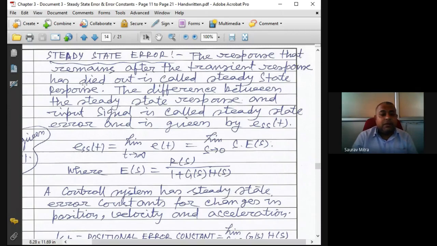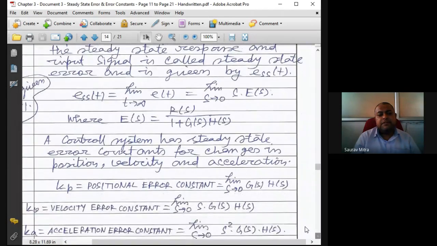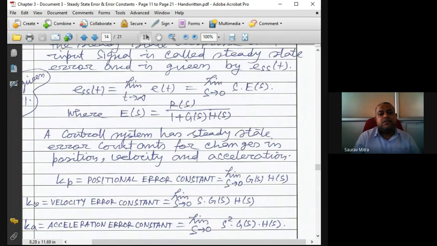At that time we are supposed to measure if there is any difference between the given input and the output. So if the input given is 1 and the output is 0.8, then the steady state error is 1 minus 0.8, that is 0.2 volt. That is what we are supposed to find out. So the difference between the steady state response and the input signal is called steady state error and is given by ess(t). Okay. And what is the formula for ess(t)? As we have seen, in time domain it is limit t tends to infinity, e(t). In Laplace domain it is limit s tends to 0, s into E(s).